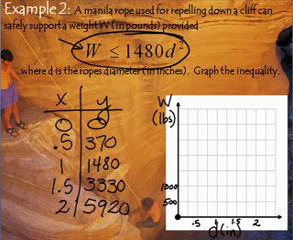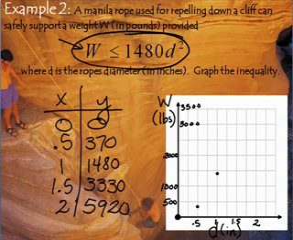So I have one at 0, 0. I have one at a half, 370. I have one at 1, 140. Oh, I'm sorry, 1,480. Then 1.5, 3,330. I'm going to have to see where that would be. This would be 2,000, and this would be 3,000. So this would be 3,500.